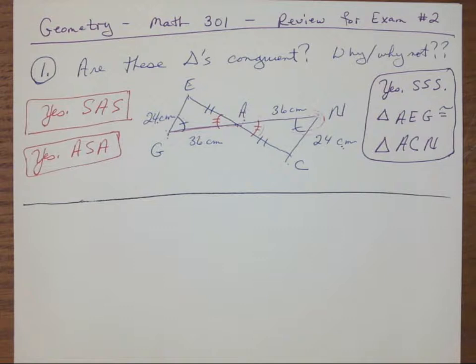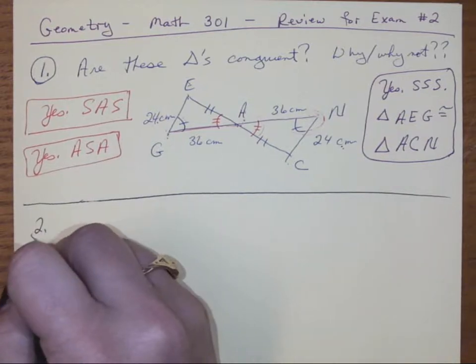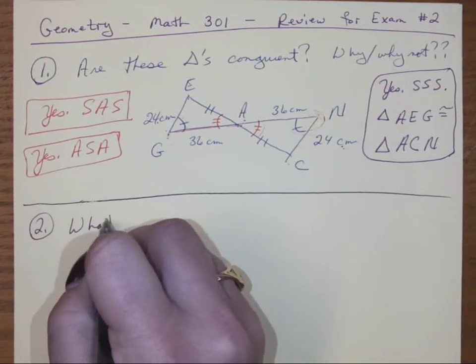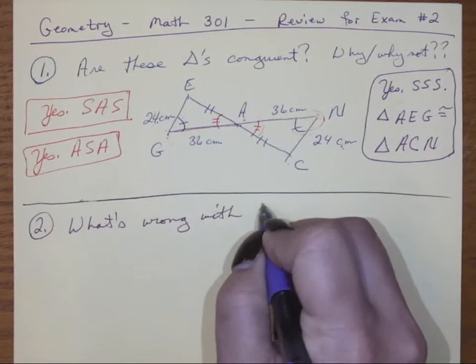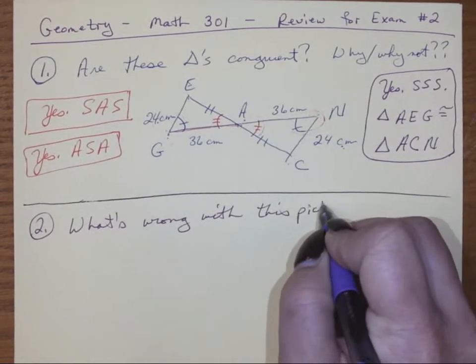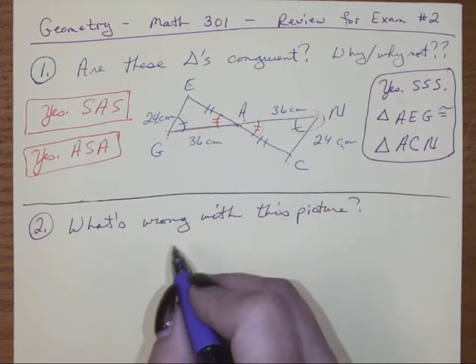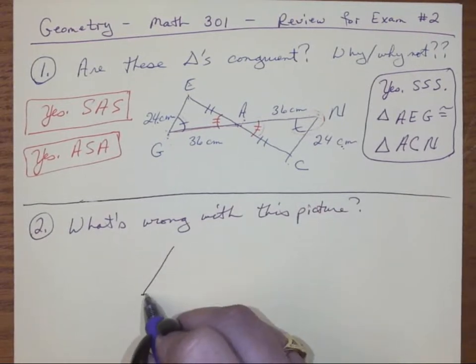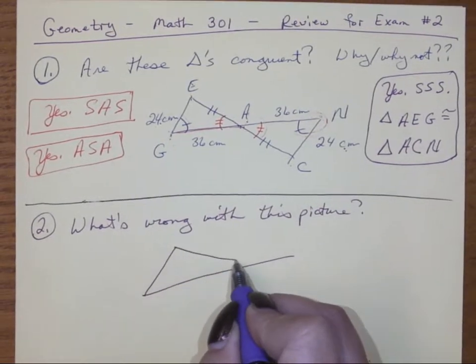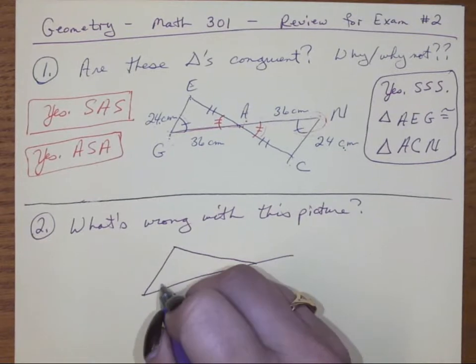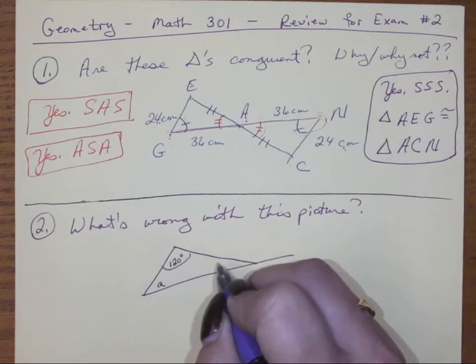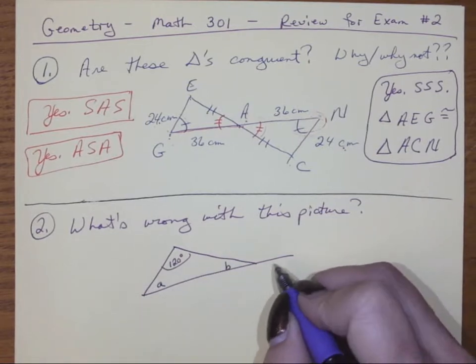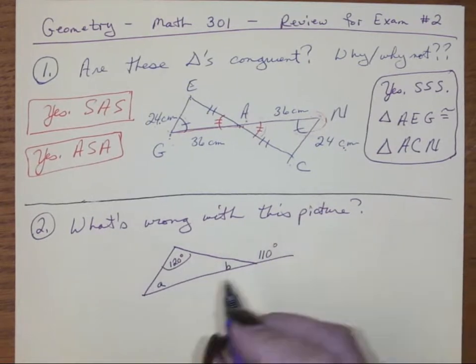All right, so number 2 says, what's wrong with this picture? Okay, and it looks something like this. I've told you before in class that I actually really like questions like this, where you have to look at the picture and say, what's going on out here? Okay, so here we go.